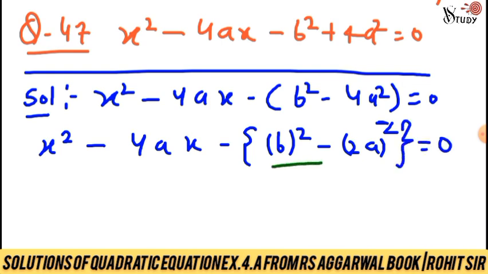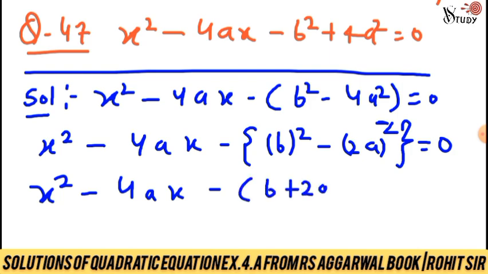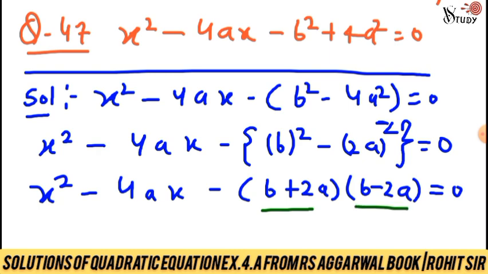Now here we can apply the difference formula. So now apply the difference formula here. x square minus 4ax minus, once you add them and once you subtract them, is equal to 0. Now you have to subtract these two factors and find 4a.